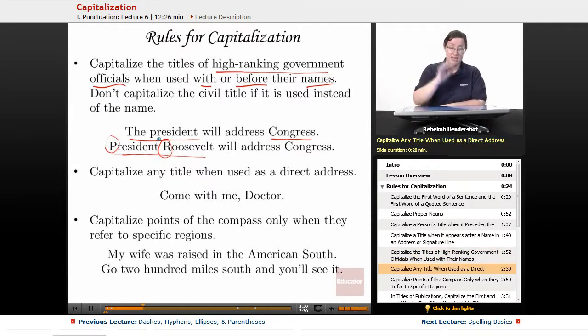Next, capitalize any title when used as a direct address or in place of a name. So if we say, "Come with me, Doctor," then you capitalize the D in doctor because you're using it instead of his name. You're talking to him and saying, hey, Doctor. You would capitalize his name if you used it, so you capitalize his title under those circumstances.